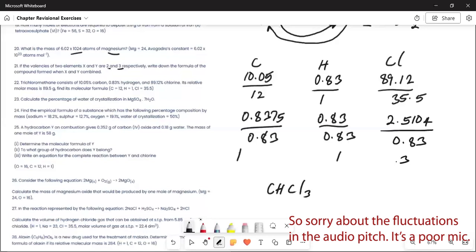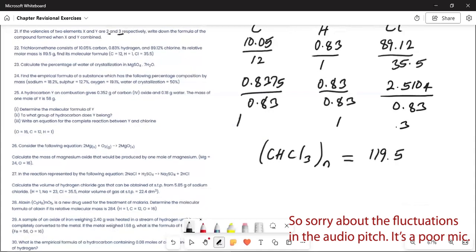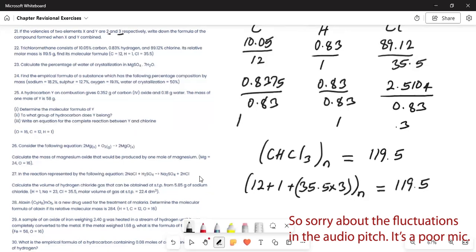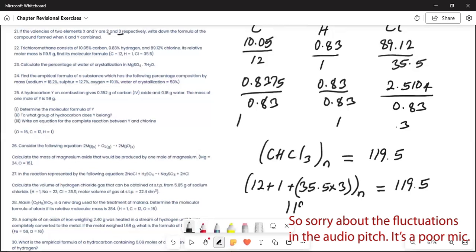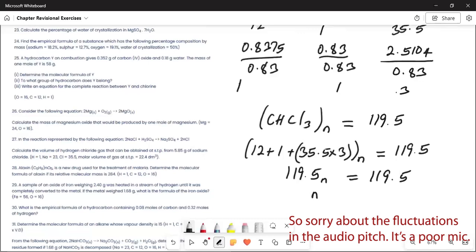They give us the relative molar mass. Empirical formula multiplied by n is equal to relative molar mass, 119.5. Now, expressing this in terms of their relative atomic mass, carbon is 12, hydrogen is 1, chlorine is 35.5, but you have 3 atoms there, so that will be 35.5 times 3 for chlorine. Then multiply by n equal to 119.5. 35.5 times 3 is 106.5, then add 1 and 12. That is 119.5. So 119.5n is equal to 119.5. Now dividing both sides by 119.5, n equal to 1.